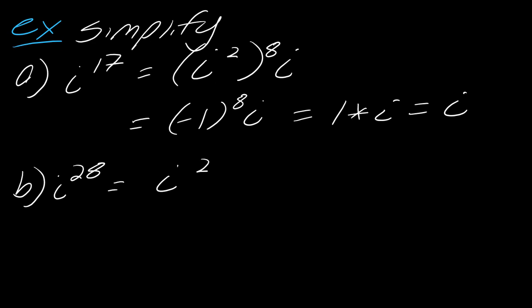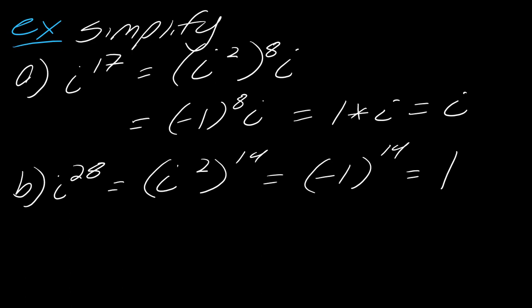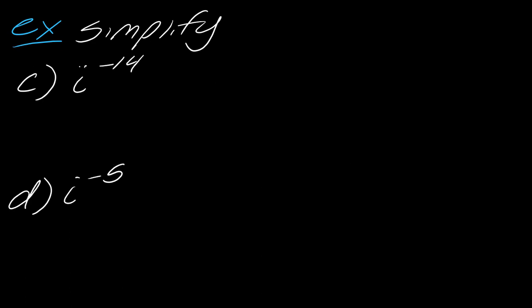All right, so I've got i squared. How many times does i squared go into 28? It actually goes in evenly, 14 times. Okay, so now I'm going to take i squared. I know that's equal to negative 1. So what is negative 1 to the 14th? Is that going to be positive or negative? It's going to be positive. So that whole thing just equals 1. Okay, so let's change it up a little.